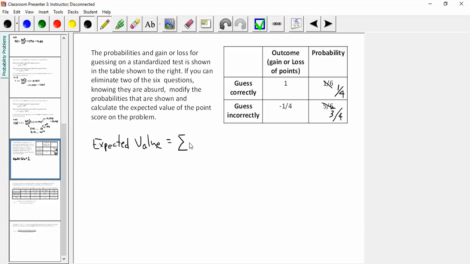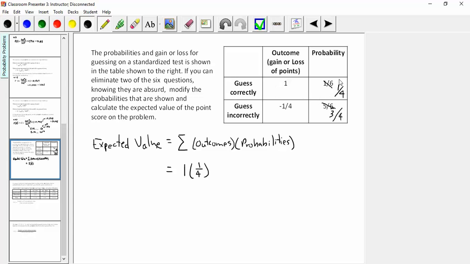We will sum all of the outcomes times their probabilities. And I probably should have put a little n equals 1 to n equals whatever. Yeah, whatever. It says we take and sum each of these outcomes times probabilities. So here's how we do it in this problem. The outcome, we're going to gain 1 point, and its probability is 1/4.